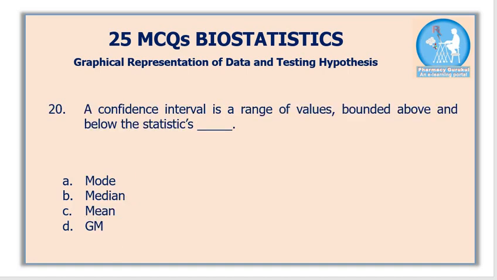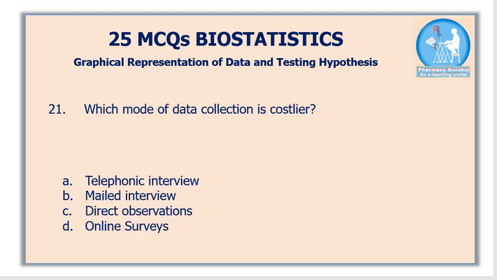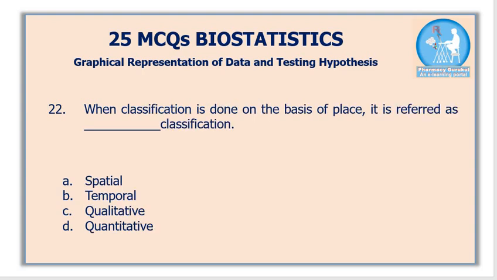Question number 20. A confidence interval is a range of values bounded above and below the statistics, and the correct answer is option C. Mean. Question number 21. Which mode of data collection is costlier? And the correct answer is option C. Direct observations.